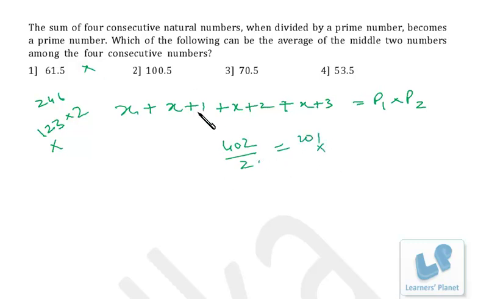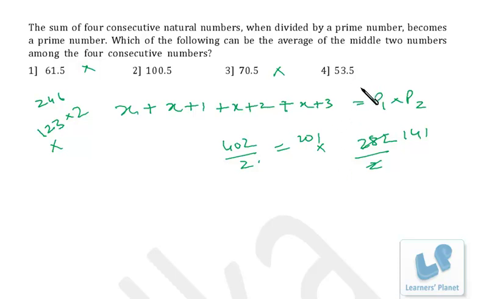So it's even wrong. 70.5, 4 times, that is 282. So it's 141. So 141 is divisible by 3, so we don't have this as a prime number, so even this is incorrect. Now 53.5, obviously it is the last option, so no need to check, it must be correct. Still we can verify that.